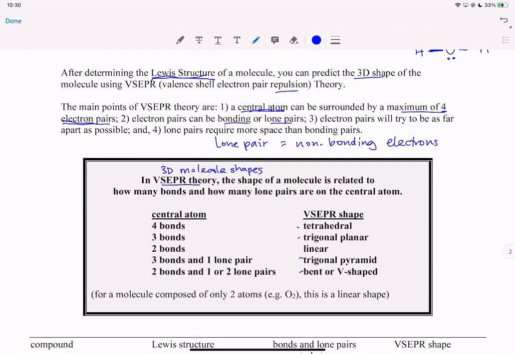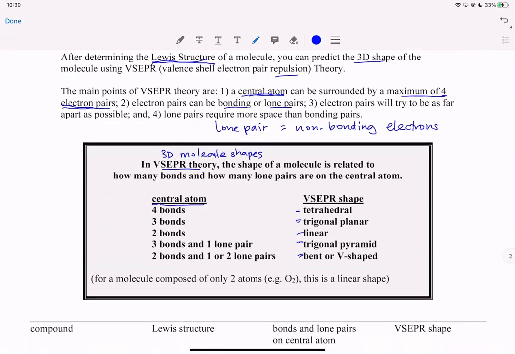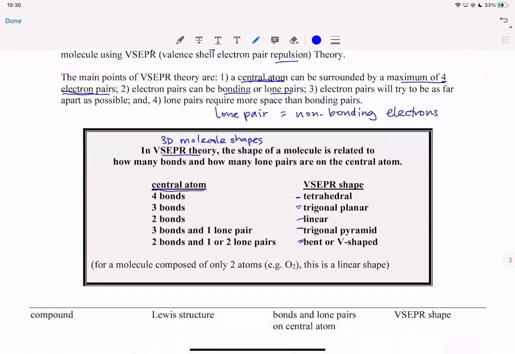Now there are more than these main shapes, but there are 1, 2, 3, 4, 5 VSEPR shapes. And you predict the shapes by looking at the recipe, which is how many bonds and how many lone pairs on the central atom. So that's what this table is. When you have 4 bonds to a central atom, it's going to be a tetrahedral shape. The tetrahedral is the tall pyramid, or the tripod that I showed you last time.